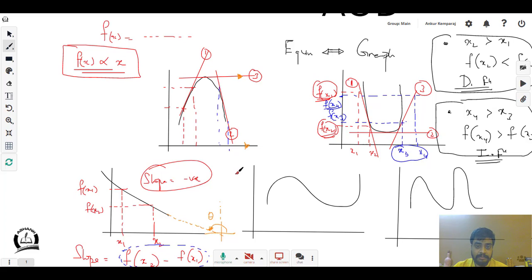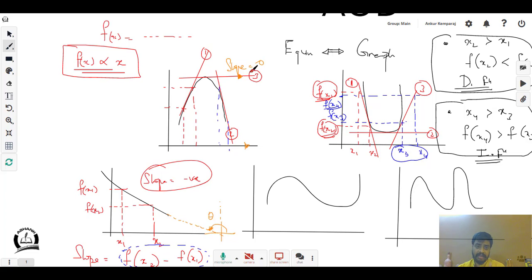I hope you're thinking it's 0 because it is. You'll notice that this line here is parallel to the x-axis. That means the angle of inclination is 0 and tan of 0 is 0. So the slope of this line is 0.